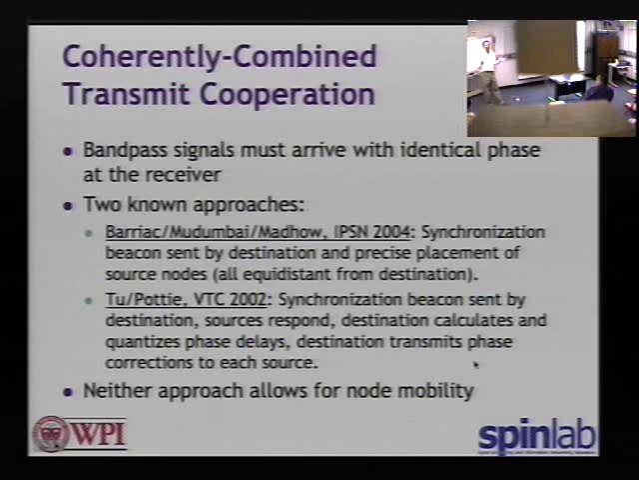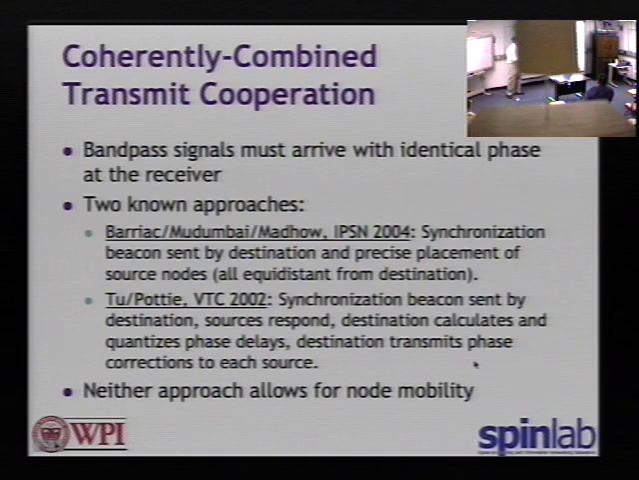If you're talking about a 2.4 gigahertz carrier, for instance, your wavelength is on the order of a meter, and so if you're off by 10 centimeters, I mean, this whole thing goes pretty badly. So this is one approach, but I think it could be hard to do, and it also requires everybody to stay in fixed positions, right?